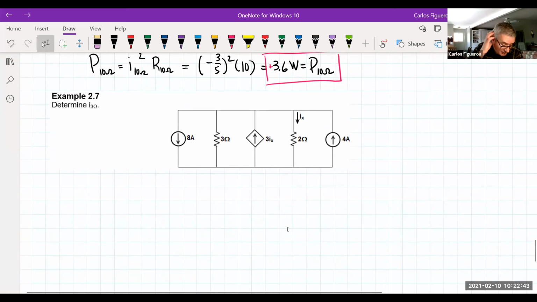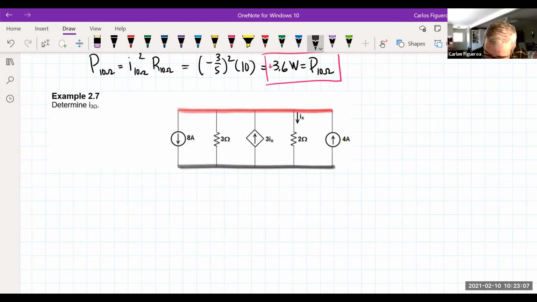So here's our last example, and it says determine the current I3. What do we know here? Well, you can see here that I have 3 sources that are in parallel, right? If I come in and draw my nodes, you could see this node and this node right there. So everything's in parallel.